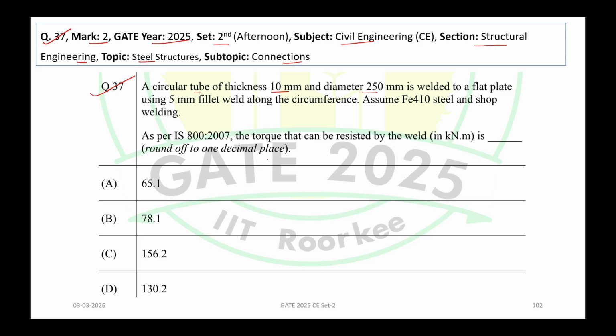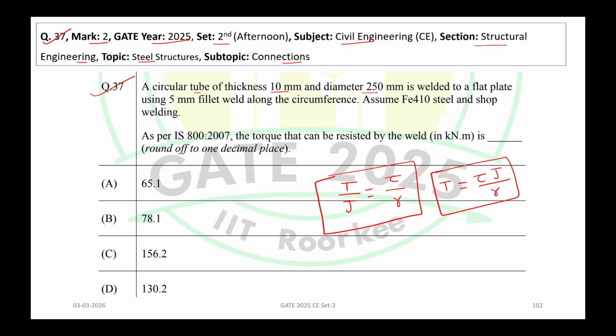So here the question is asking about torque. Let us understand the basic relationship between torque and the shear stress parameters. Torque divided by polar moment of inertia J is equal to shear stress divided by radius. This is the basic relation. Now you need tau, so torque is equal to tau J divided by R. We will use this basic relationship in this calculation.